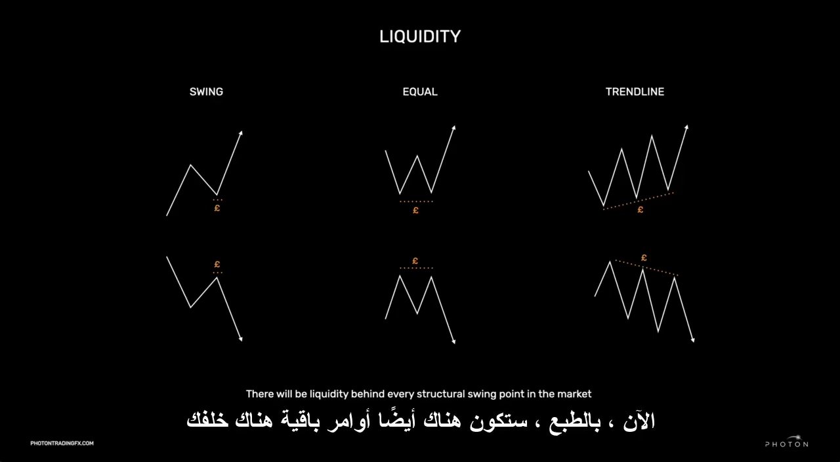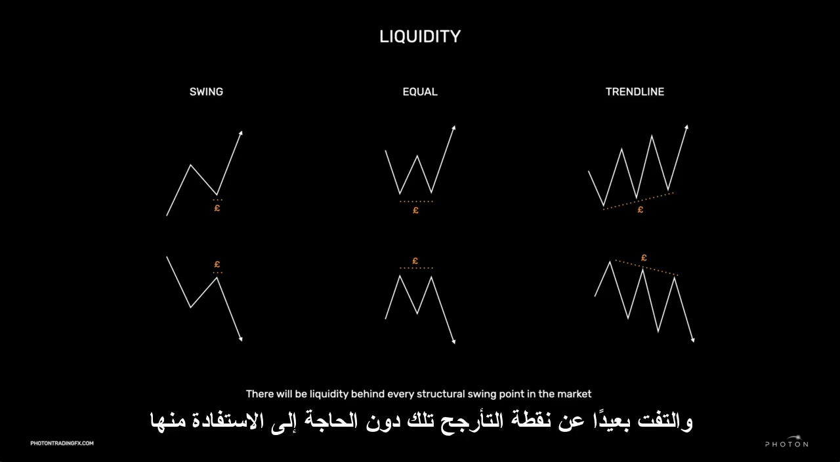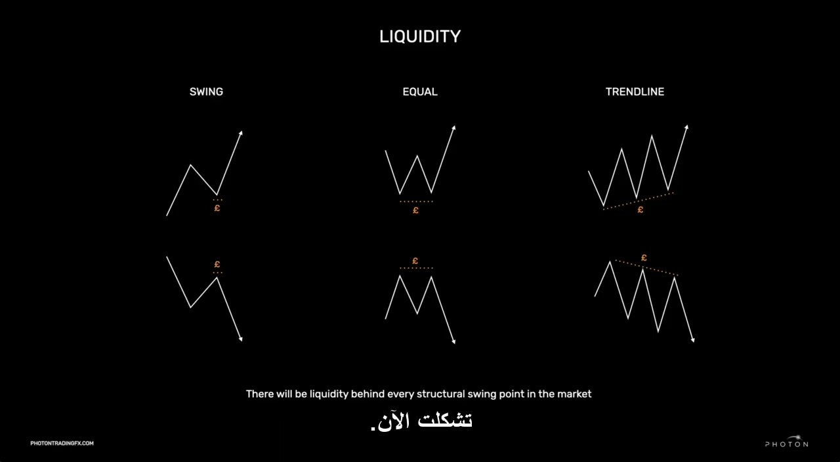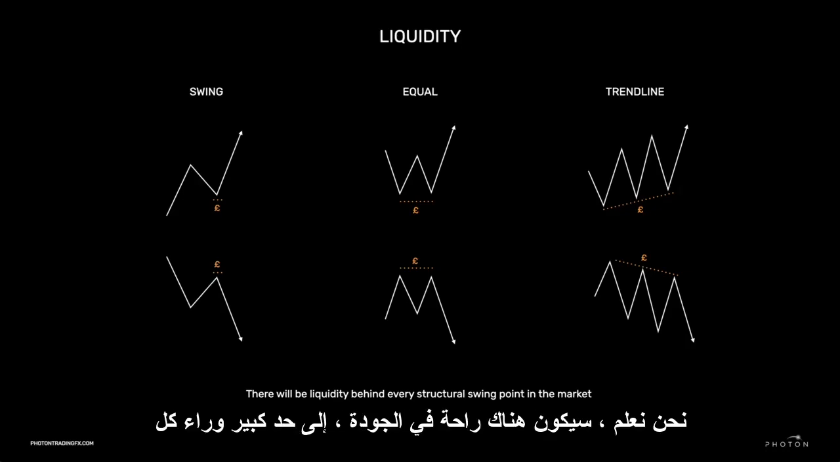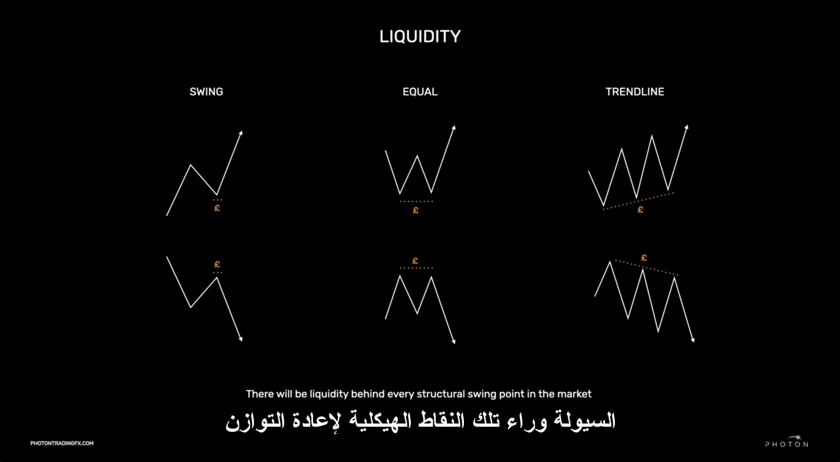Now, of course, there will also be orders just resting there behind those structural swing points, simply because price previously reversed and turned away from that swing point without actually tapping into those orders that were always there just behind where that swing point has now formed. So that's how there are multiple reasons for why we know there will be resting liquidity pretty much behind every structural swing point in the market, and price may eventually seek the liquidity behind those structural points in order to rebalance price whenever there are imbalances between supply and demand.